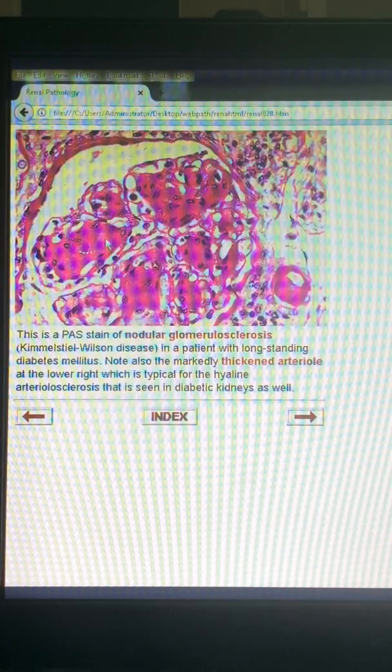Nodular glomerulosclerosis. How you can see it under the PAS special stain, these are the nodular glomerulosclerosis. Along with that, you can see arteriole thickened here. Again, all this picture can be seen in diabetic nephropathy, especially if it is long-standing diabetes.